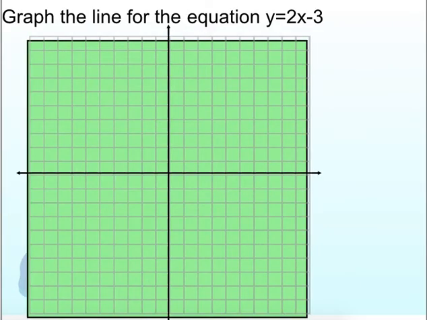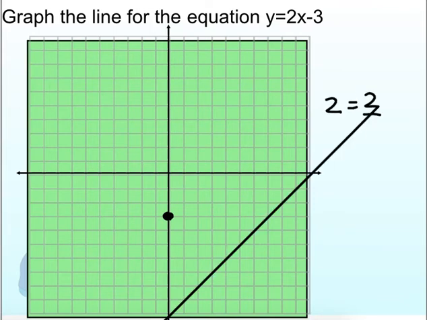Now to graph these, we start with the y-intercept, which is -3, and we plot that. So at -3, we put our y-intercept, and then we use our slope. 2 is the same as 2 over 1. So we go up 2 over 1, up 2 over 1, and so on across. And we have our line.